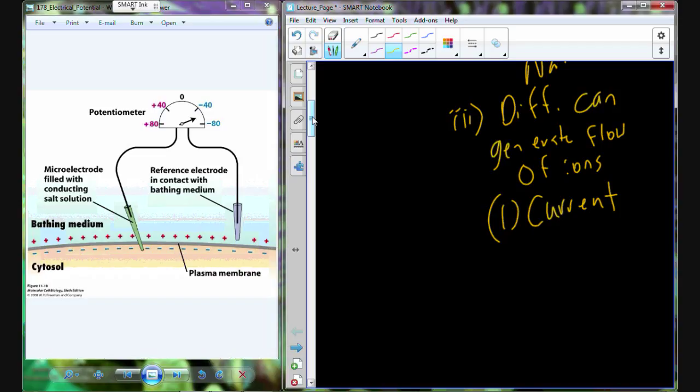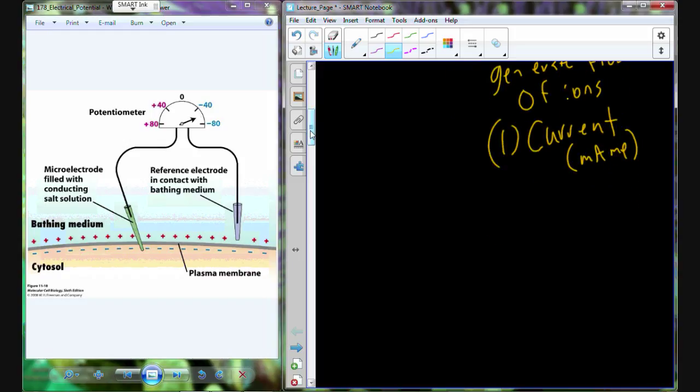Okay? The differences in charged particles on either side of the barrier, that potential is called voltage. And it's measured in volts. Current is measured in amps or amperage. So we could measure current. We would measure current in a biological system in milliamps. We also can generate different size currents depending on how different the voltage is on either side of the barrier. Those differences in voltage are differences in concentrations of those charged particles called ions.